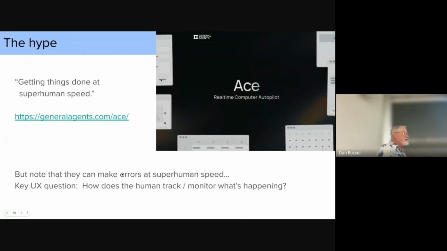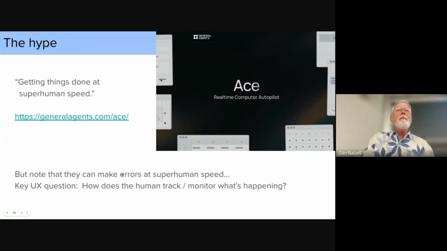So this is both the curse and the promise of agents. You can get stuff done at superhuman speed. The problem is you can get stuff done at superhuman speed. And if it's not the right stuff, you're in a heap of trouble, right? Not that anything could ever go wrong, right? So how do we help?